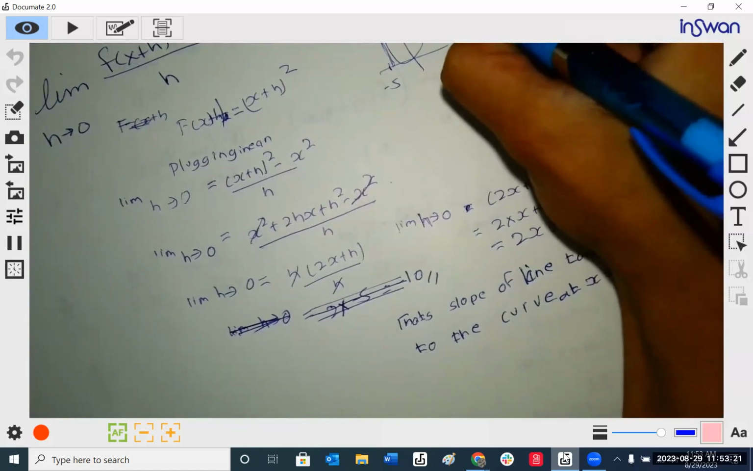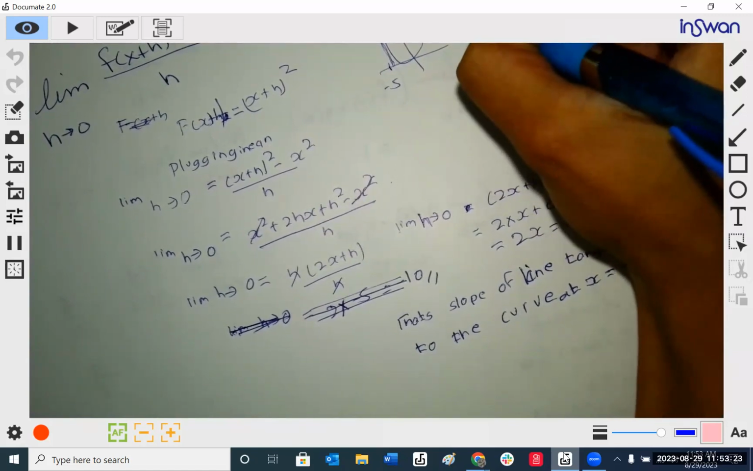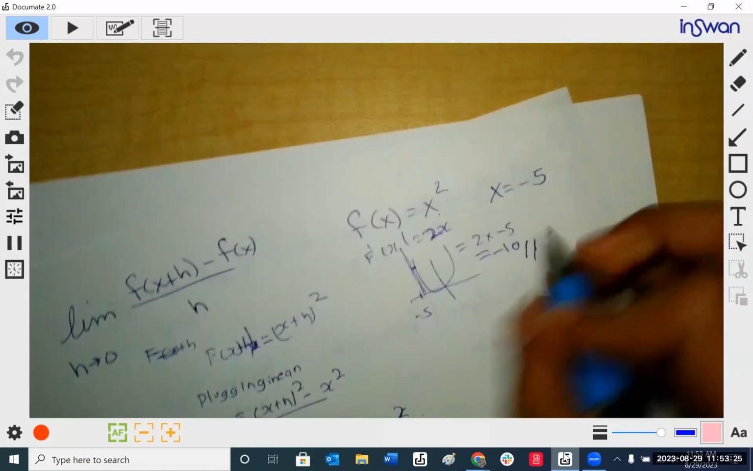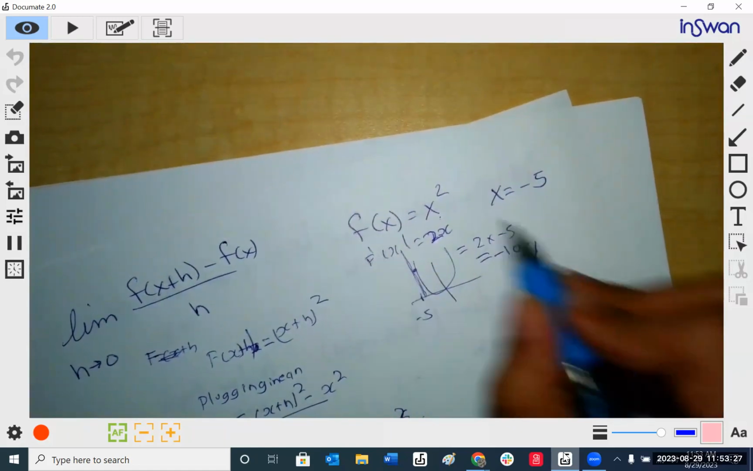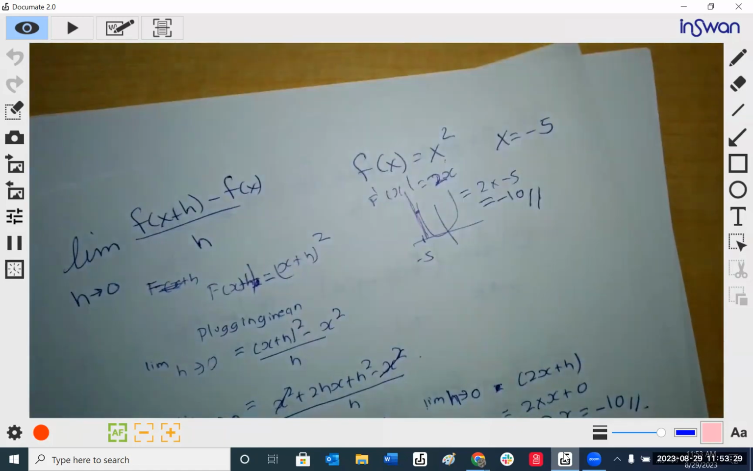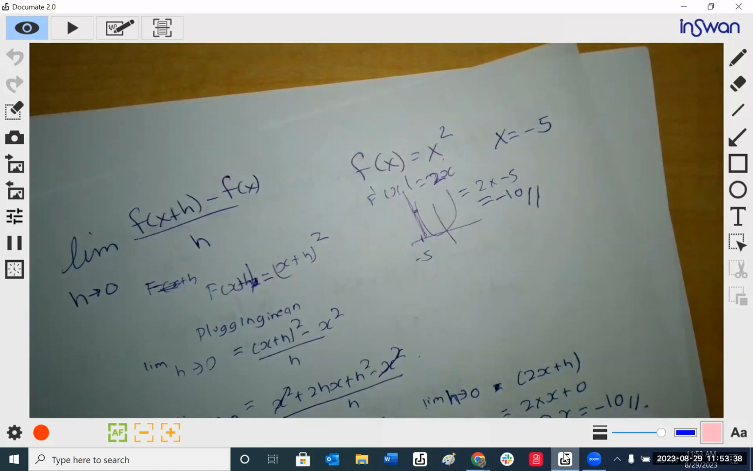We can't see what you're writing. Oh, sorry. It's on the top. Yeah, it's a power rule. It becomes 2x. So that's the slope. The first derivative is a slope. So we put in -5 and we get our slope for the curve, which is the limit of the difference quotient.